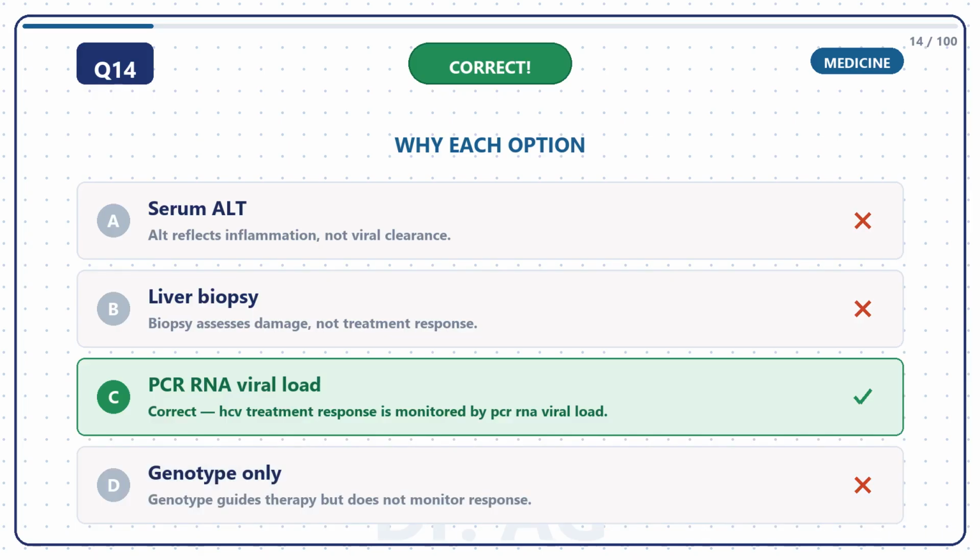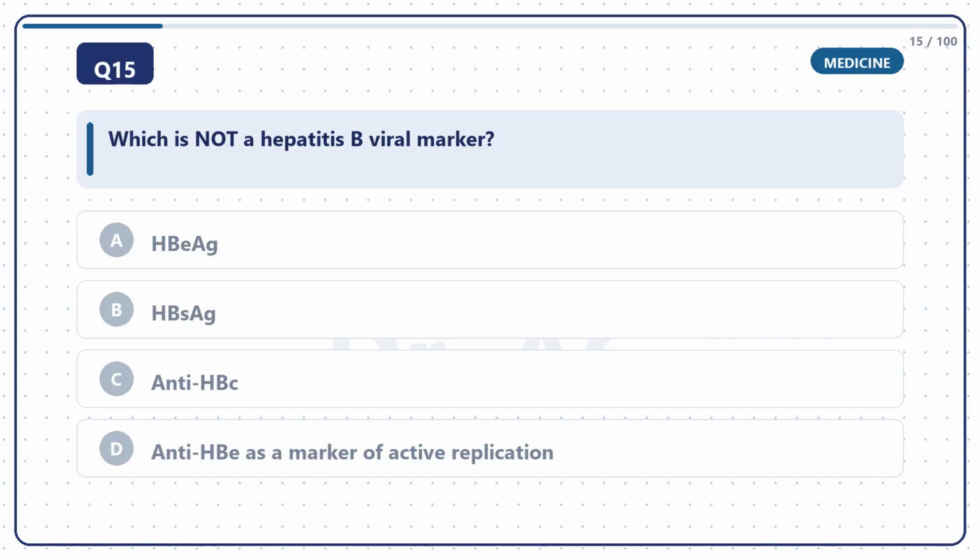Correct. HCV treatment response is monitored by PCR RNA viral load. So, the right answer is option C. PCR RNA viral load. Question 15. Which is not a hepatitis B viral marker?